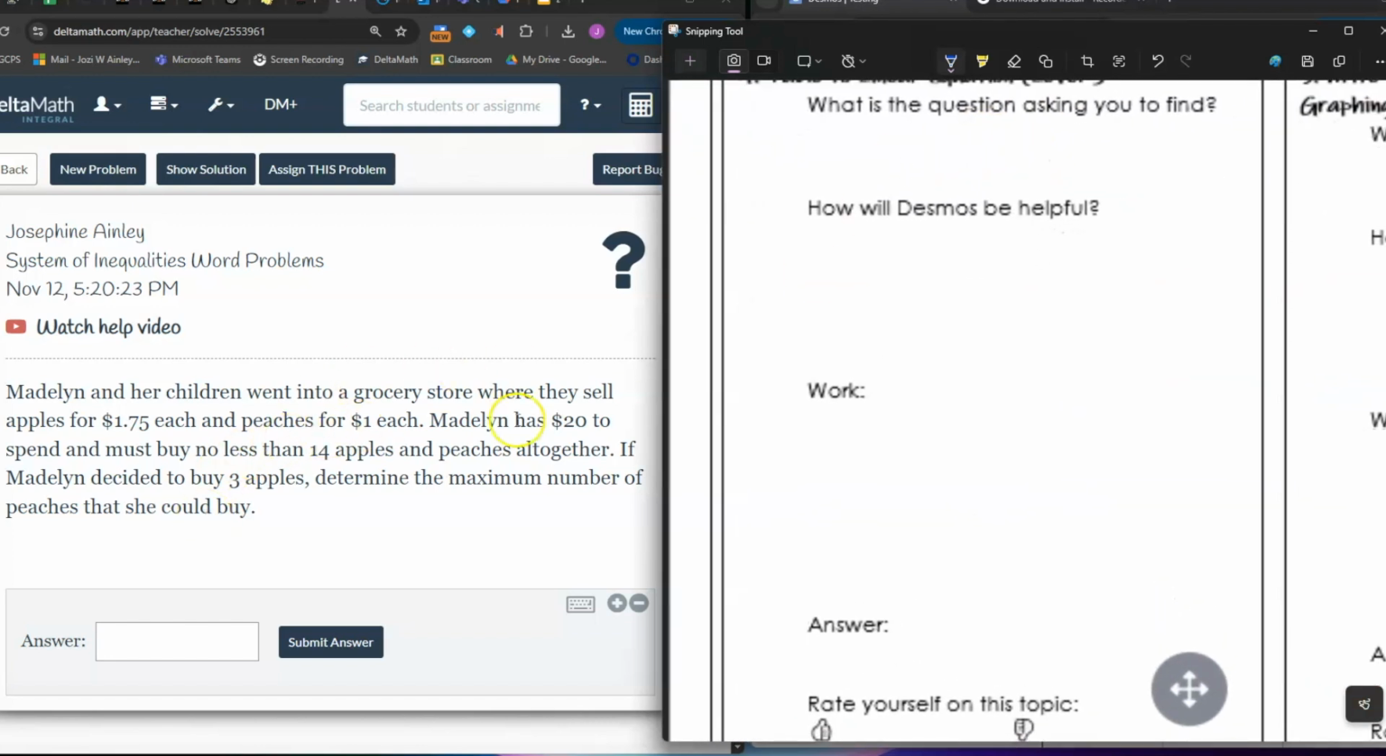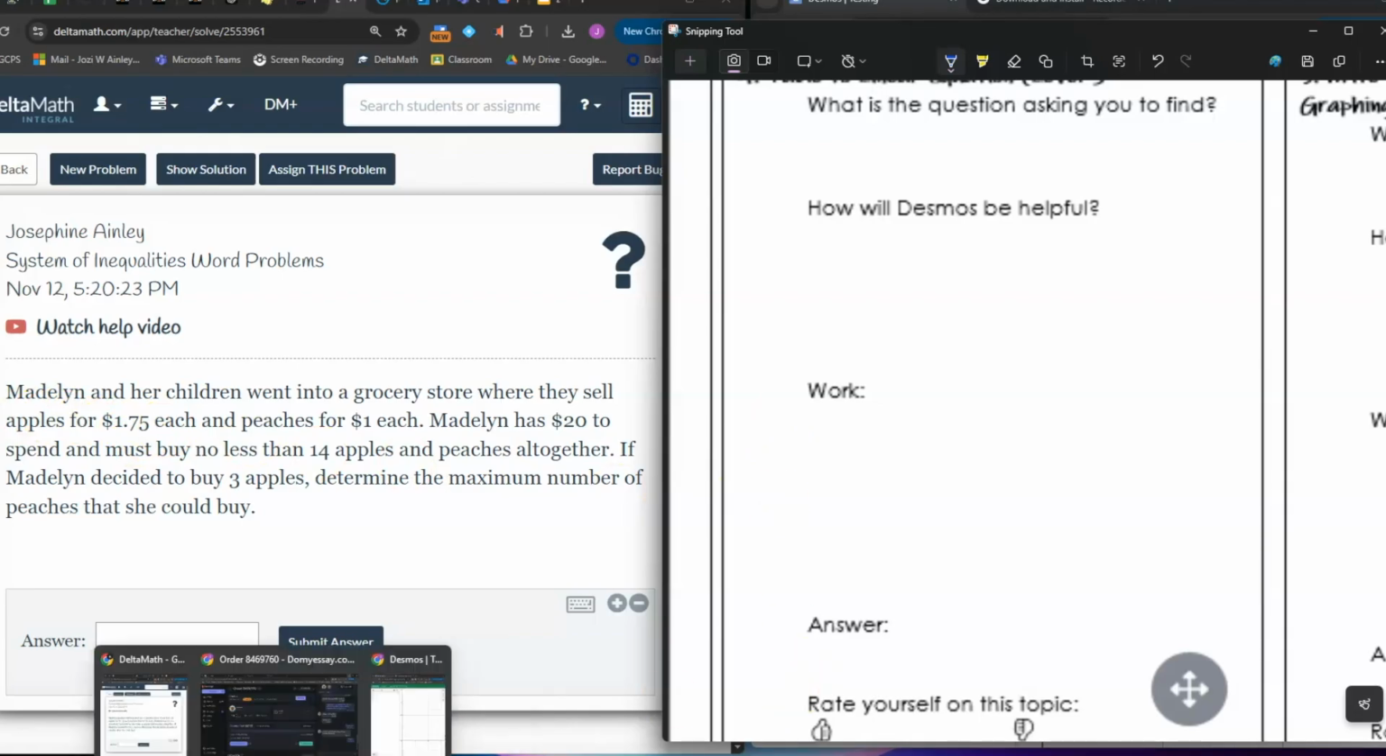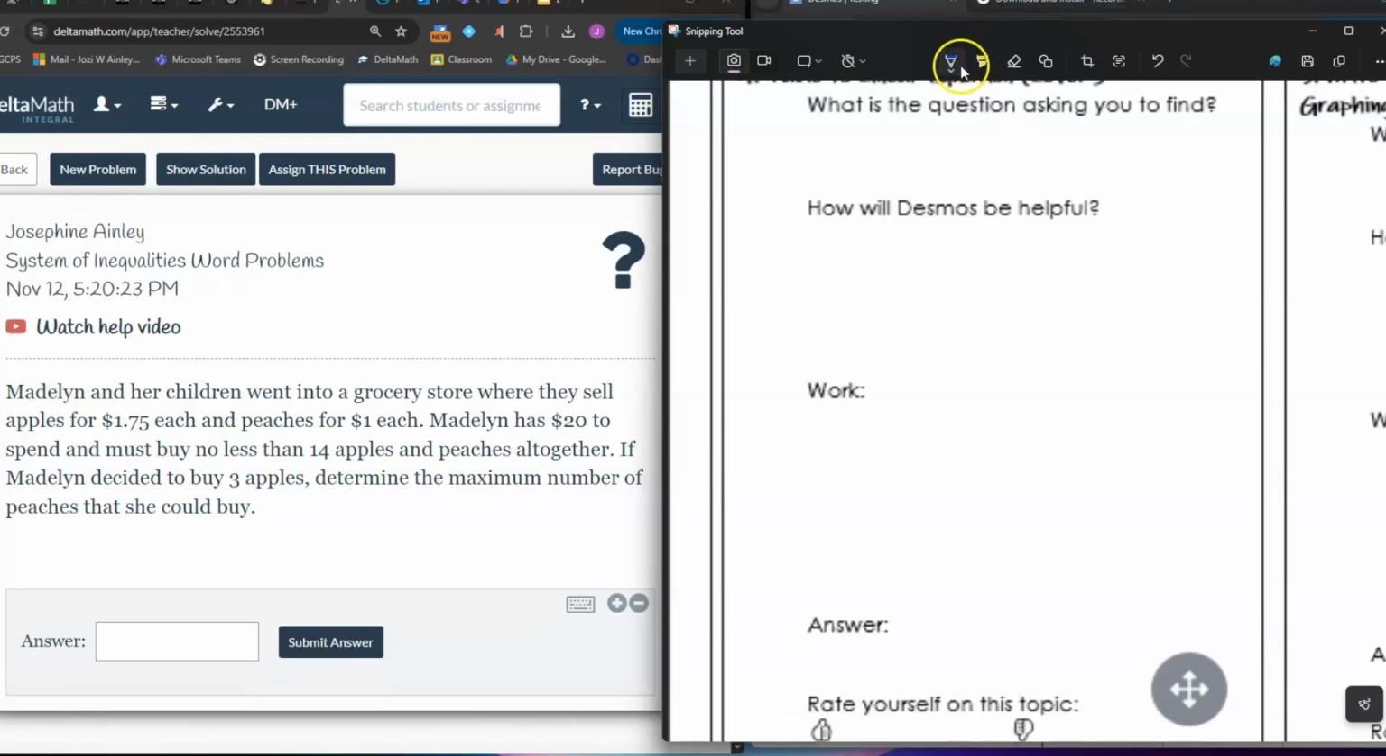So Madeline and the children went to the grocery store where they sell apples for $1.75. Oh, look, it's apples again. So this is $1.75, and I'm defining A for apples. Okay, and peaches for $1. So $1 for my peaches. Okay, money. So it's going to be $20. All right, and I'll come back and deal with that because it has to be put in there.